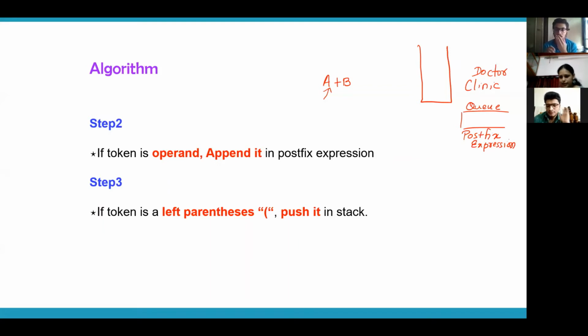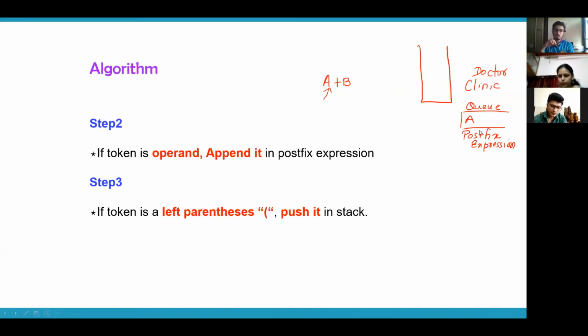Just remember it like that, okay? Operand means patient, somebody who's going to get operated on. So whenever a patient comes, where will he put that patient? He'll put that patient into the queue. So A will go into the queue, okay? So understood step number 2? Whenever a patient or an operand comes, that will be appended to the postfix expression.